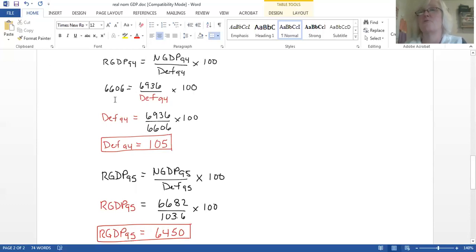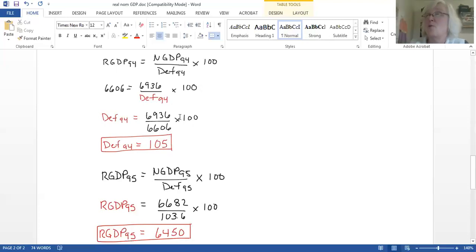So in this case, I'm going to put in the two values that I was given, 6606 for my real, 6936 for my nominal, solving for the deflator value in 94, and the 100 is always there. A lot of students will forget about the 100 and your numbers will come up wrong. So make sure that you don't forget about the times 100.